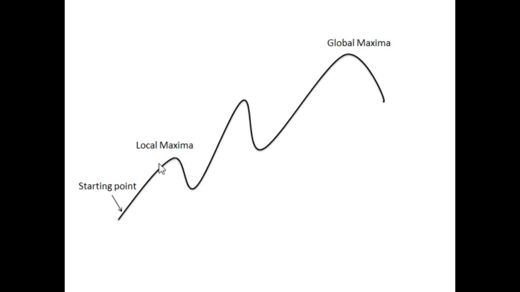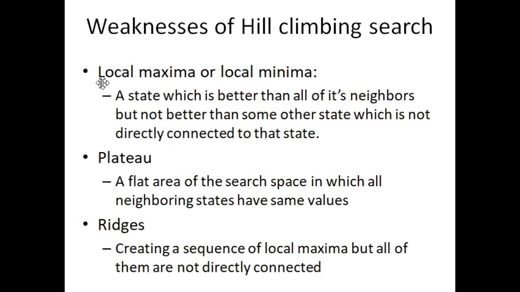So that's why the problem is local maxima: locally it will be at its maximum position, but as a whole problem, it is not globally at the maximum location. So just look at this slide. The local maxima or local minima: a state which is better than all of its neighbors but not better than some other states which are not directly connected to that state.